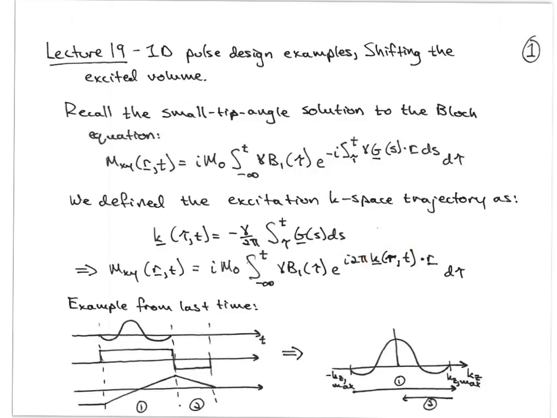Okay, and then we talked about this specific example from last time. We had a slice selective RF pulse, and then we played it out with a constant gradient waveform while the pulse was on, and then after the pulse ended, we switched the gradient to be negative, the same amplitude but negative, and on for half the duration of the original pulse.